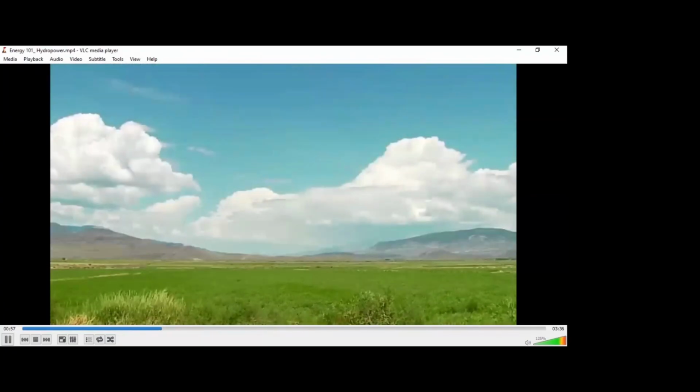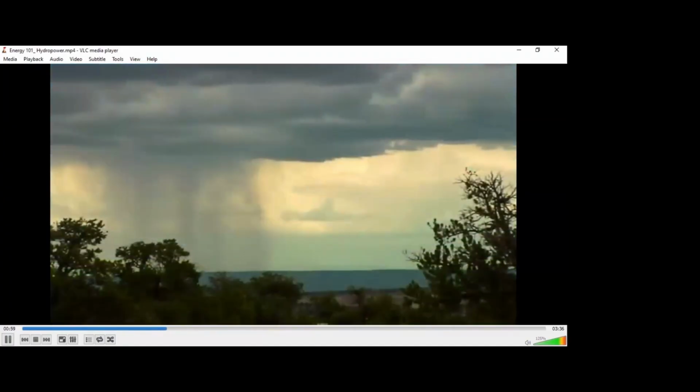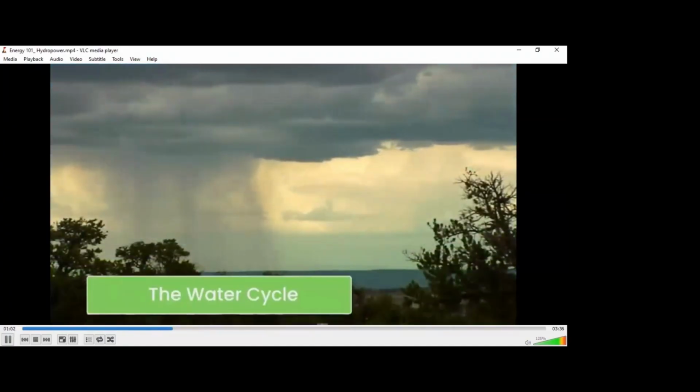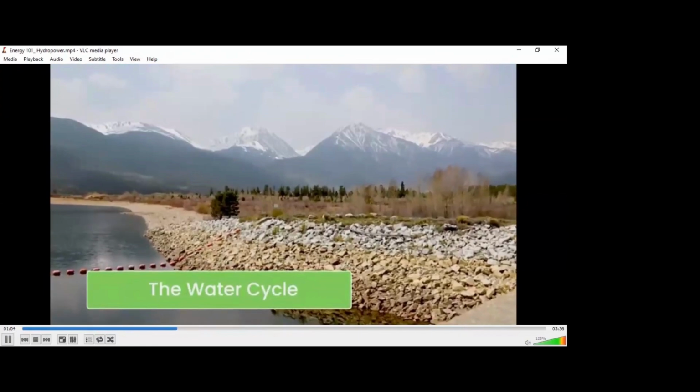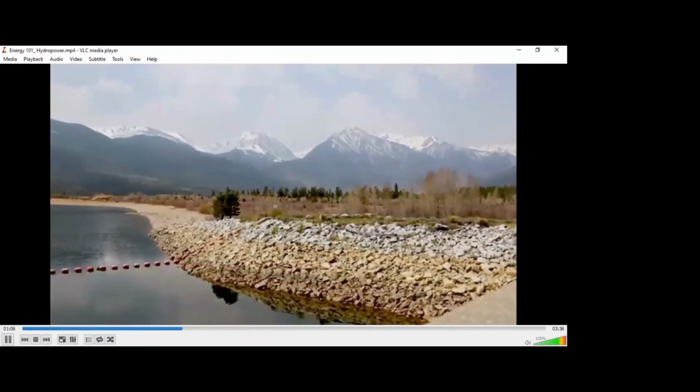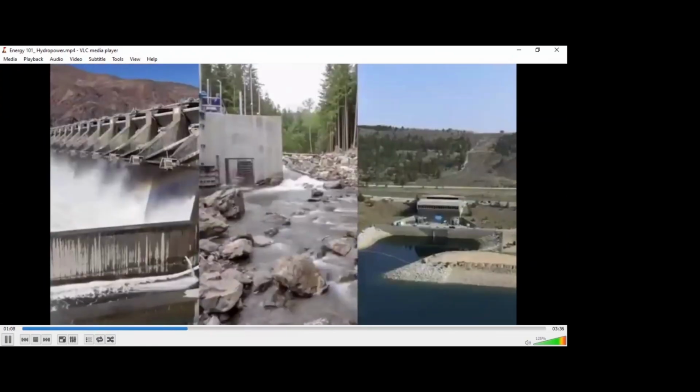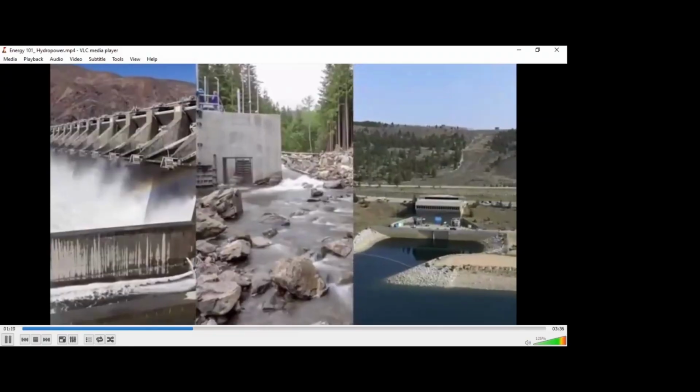So what makes hydropower renewable? It's simple: water. Water evaporates into clouds and recycles back to Earth as precipitation. The water cycle is constantly recharging and can be used to produce electricity along the way. There are several ways hydropower technologies can generate electricity.